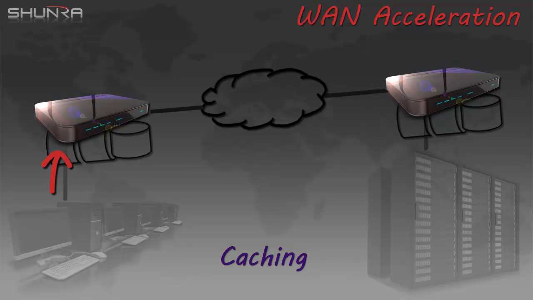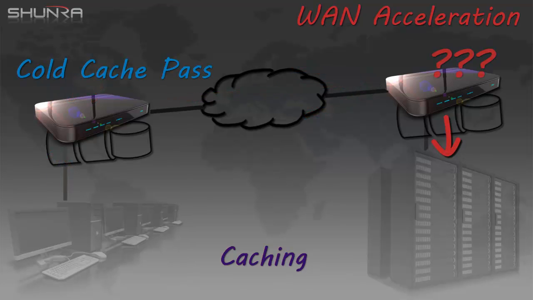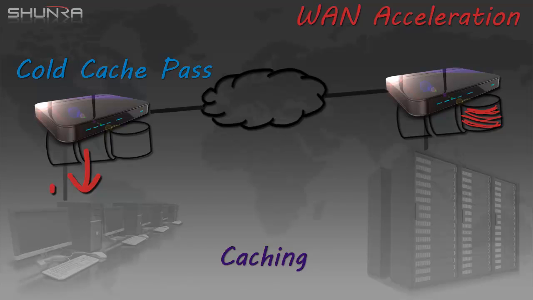So going back, we've just passed data over. Now it's going to learn what to cache. And that's called a cold cache pass. Nothing is in the accelerator yet, and we're just passing data over the wire for the first time. So after that first pass of data, my WAN accelerators have learned what they can cache.